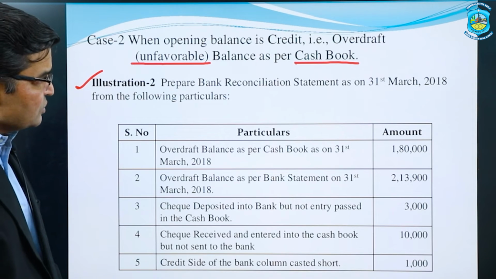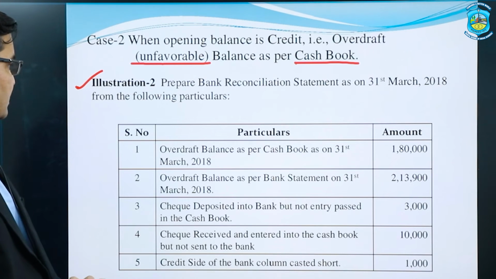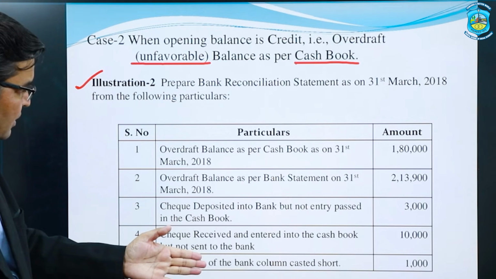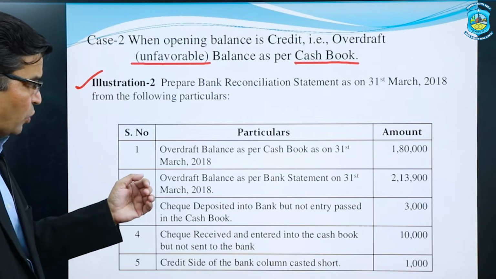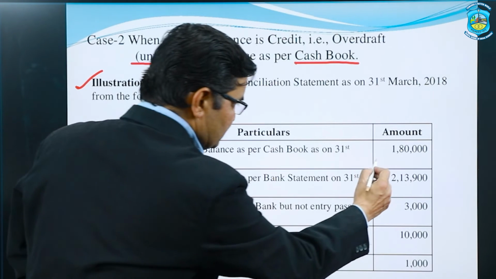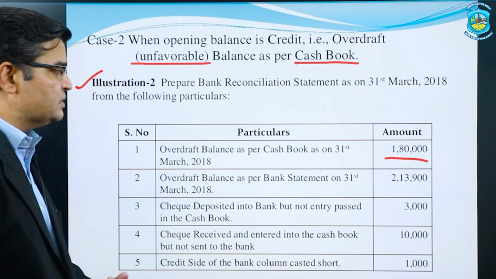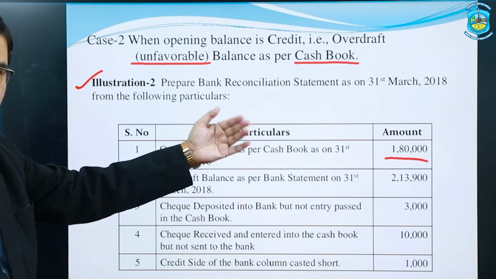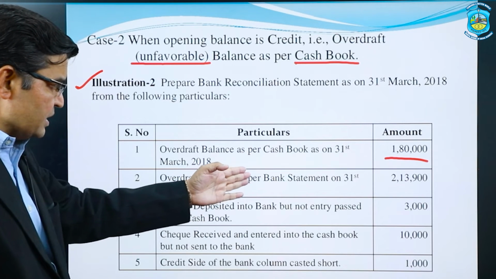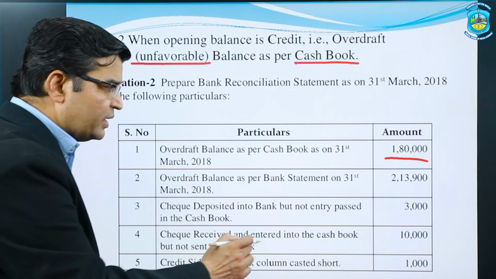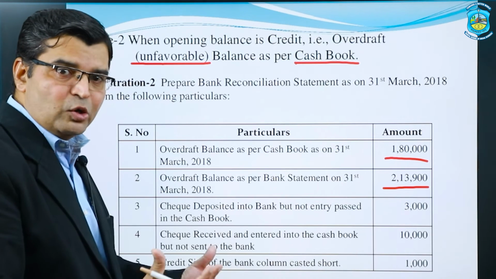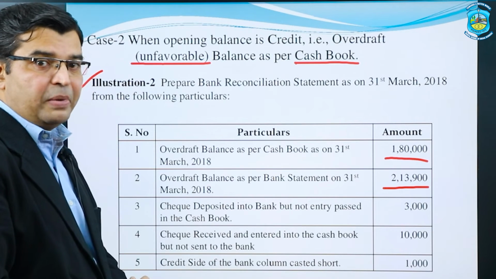Prepare a bank reconciliation statement as on 31st March 2018 from the following particulars. These particulars have already been given over there. The first, overdraft balance as per cash book as on 31st March 2018 is rupees 1,80,000. This is the negative balance as per cash book. Then second is overdraft balance as per bank statement. This 2,13,900 rupees is the negative balance as per bank passbook.